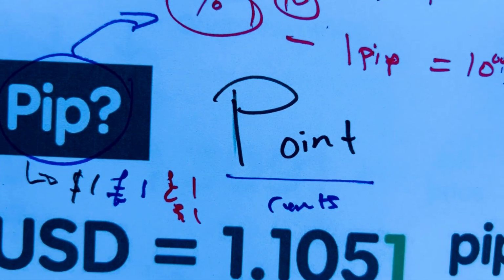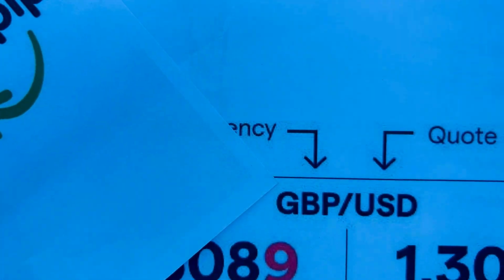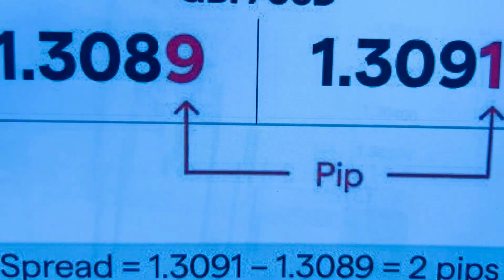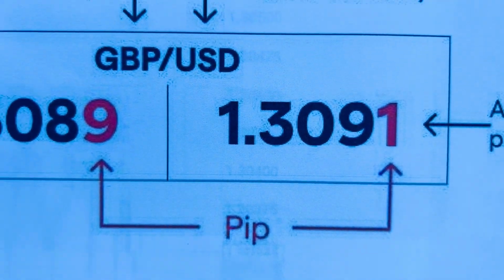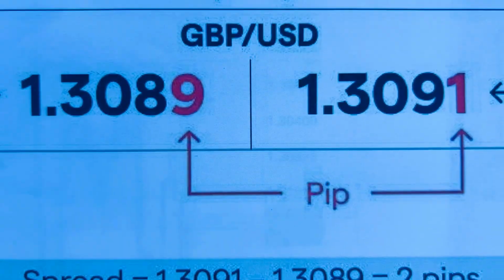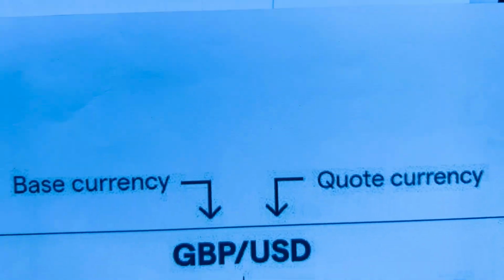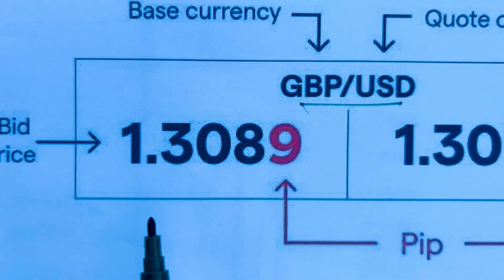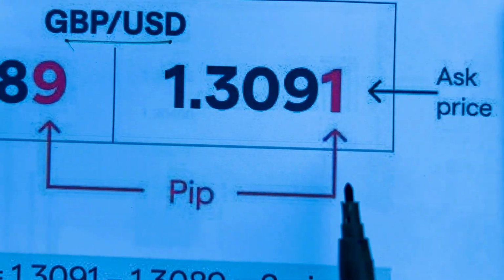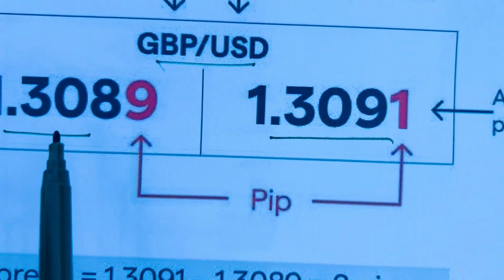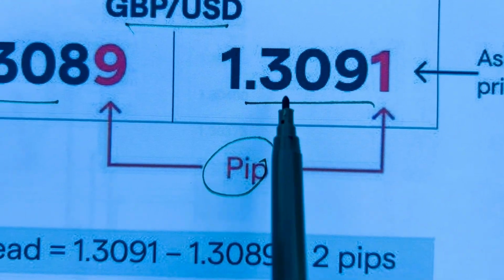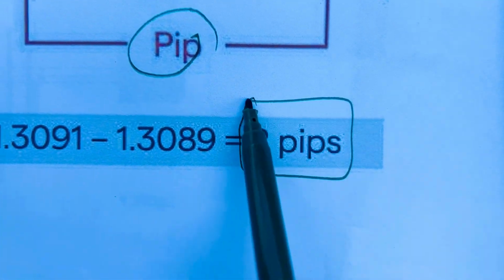Let me explain how that is calculated, because it's important to understand the points. If you do not understand the points and the pips, you will not know how to count the spread. For example, let's take GBP USD here. We have this bid price, the price for you to make a sell, and this is the price for you to make a buy. Between these two prices, we have a difference. If you subtract this price from this price, you will get a difference of 2 pips.